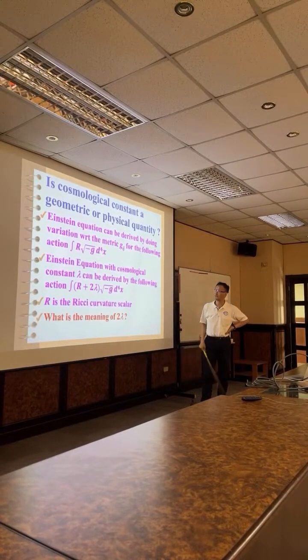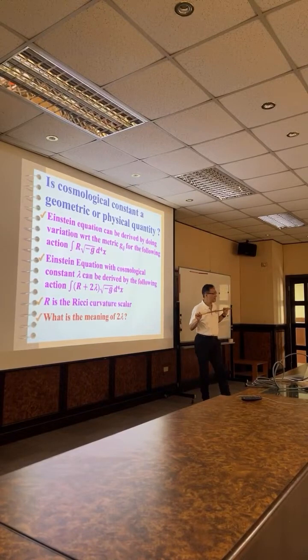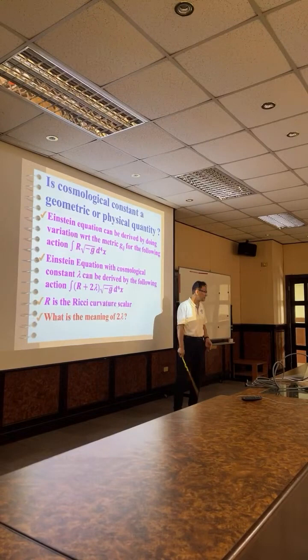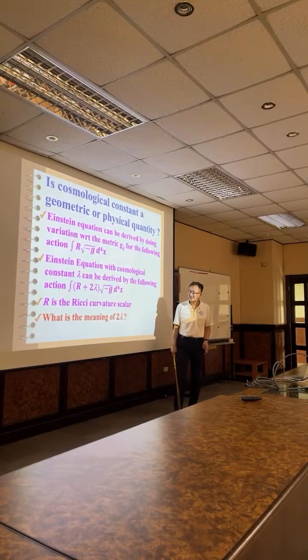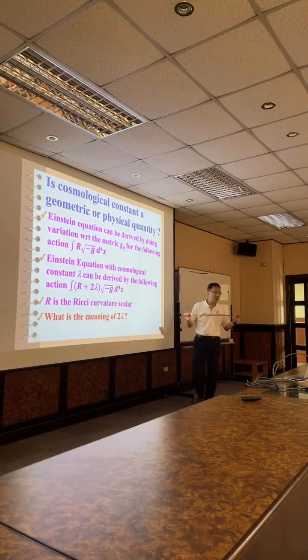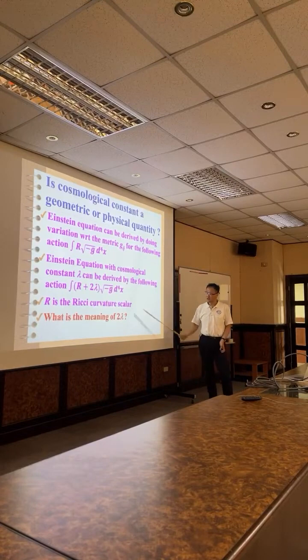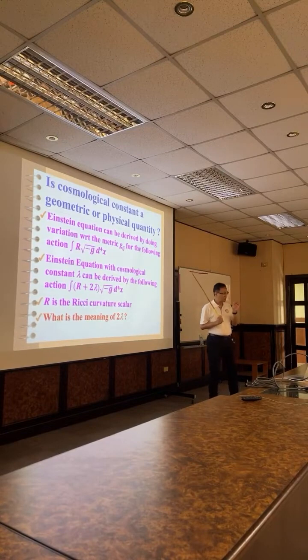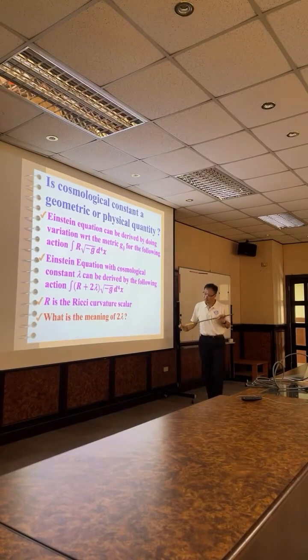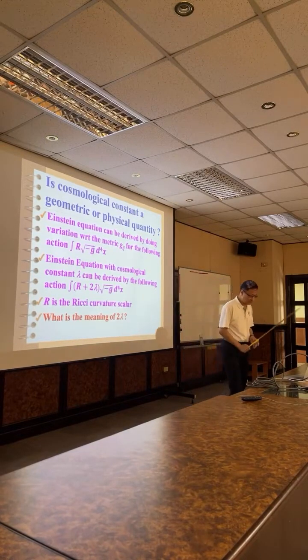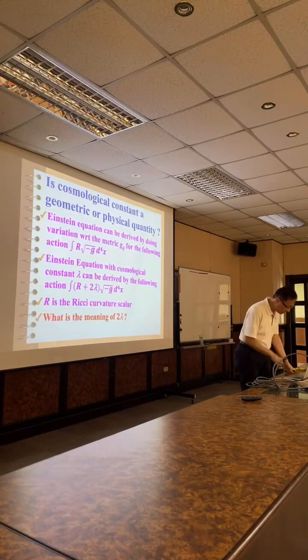But now, if you want to derive the Einstein equation with cosmological constant lambda, how can we do it? We do the variation for this one. We consider lambda as some kind of constant, and R is the Ricci curvature scalar. Using this, we can derive the Einstein equation with cosmological constant. So then, what's the meaning of the two lambda?